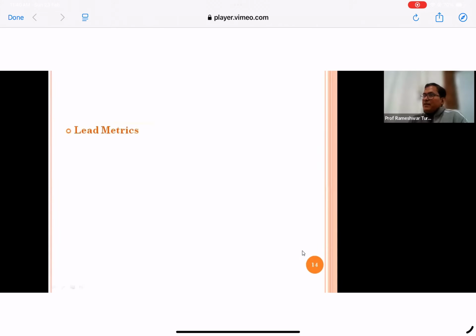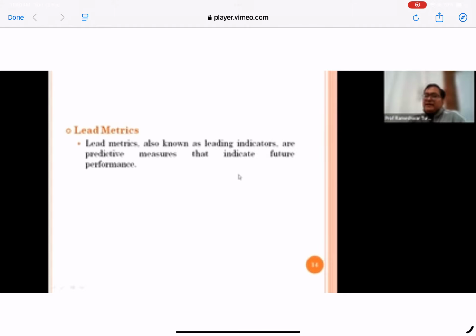Then there is another type of metrics called lead metrics. We have seen efficiency related metrics, effectiveness related metrics, and impact related metrics. Also, there is another type called lead metrics. Lead metrics are also known as leading indicators. These are predictive measures that indicate future performance, whether it will be good or bad.